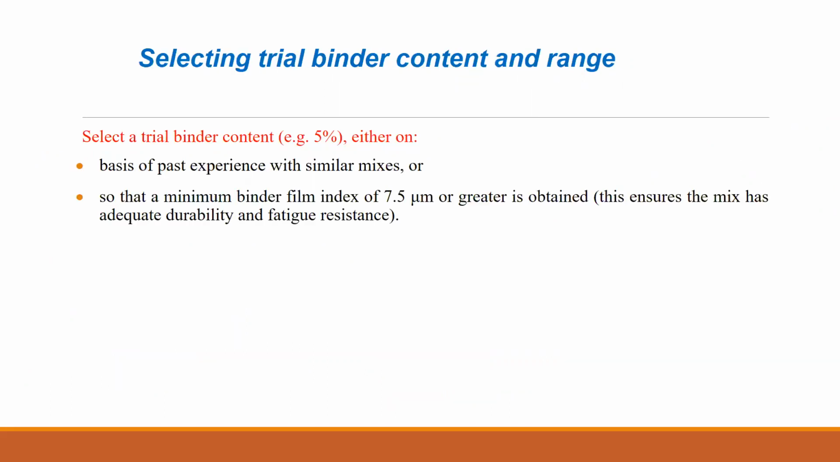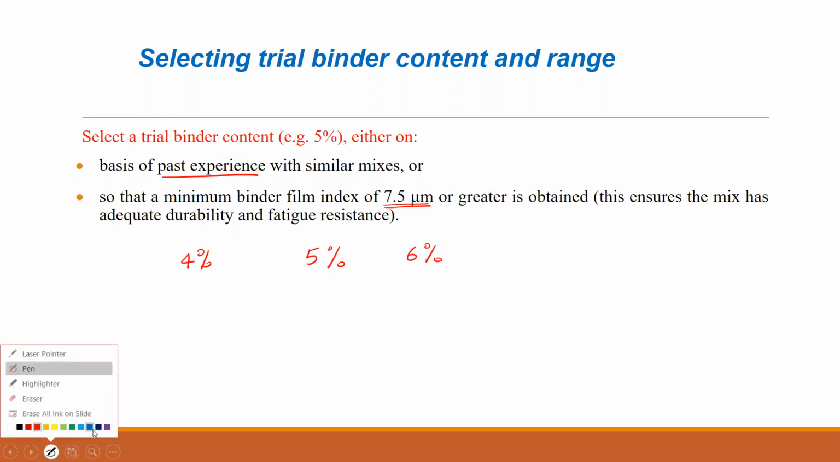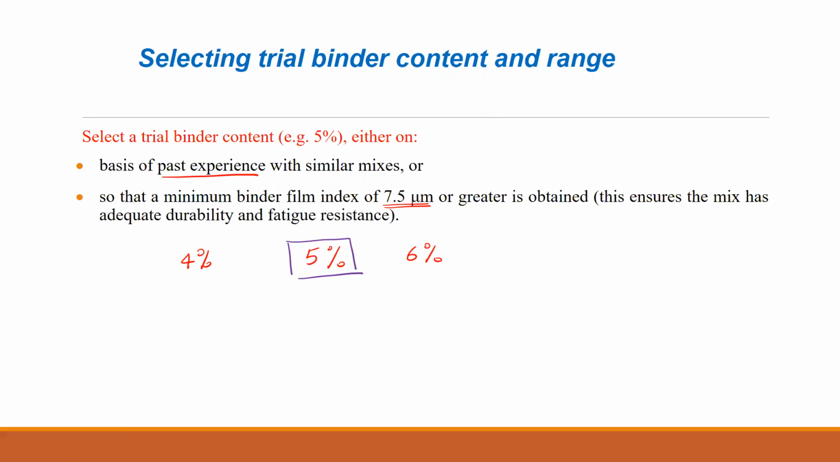So in the selection process, we start with the trial binder content. The selection of this trial binder content is based on past experience or to keep a minimum binder film index of 7.5 micrometers. If we select the trial binder content as 5%, we prepare a few more samples as a 4% binder content sample and a 6% binder content sample. In the lab class, we are preparing 3 samples with 3 different binder contents. The procedure and the calculations will be the same for all 3. So in the online class, we are focusing on this 5%.